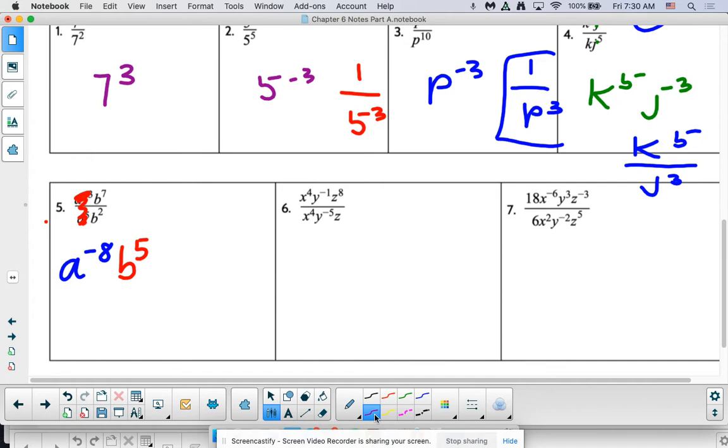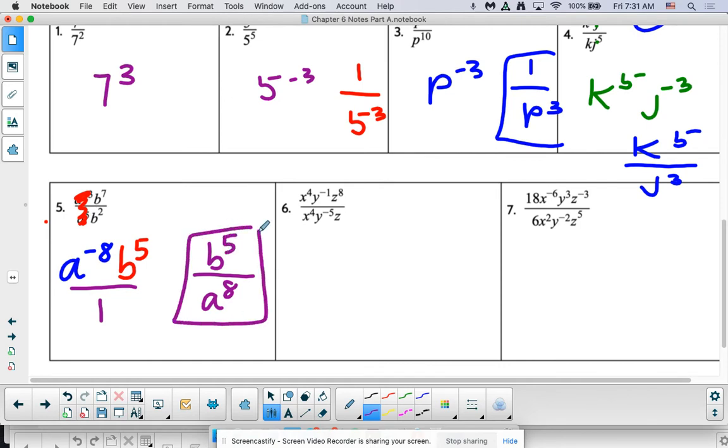And now we have to rewrite it with positive exponents. So if I put this over 1, our a has to move, because it has to go to the bottom to become positive, and the b gets to stay on top. That's our answer.